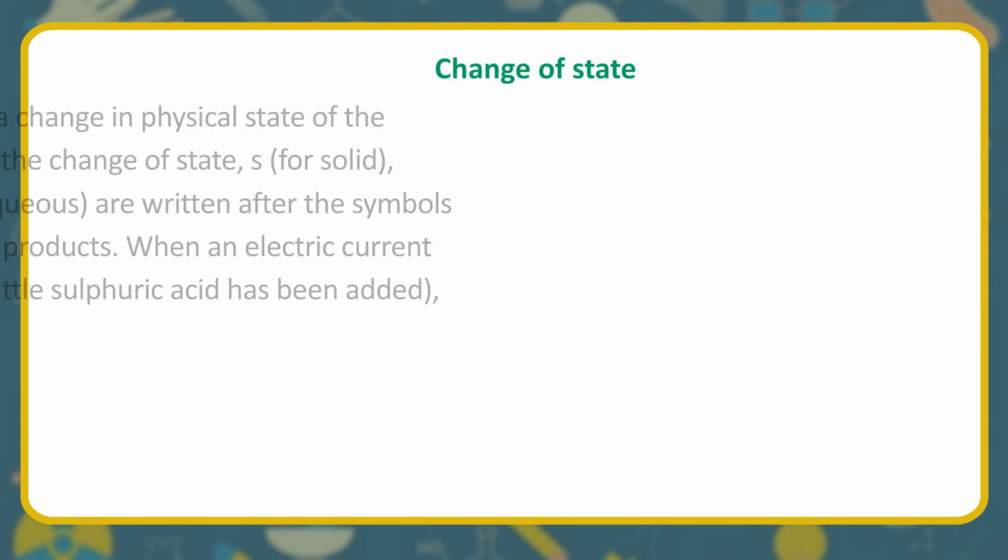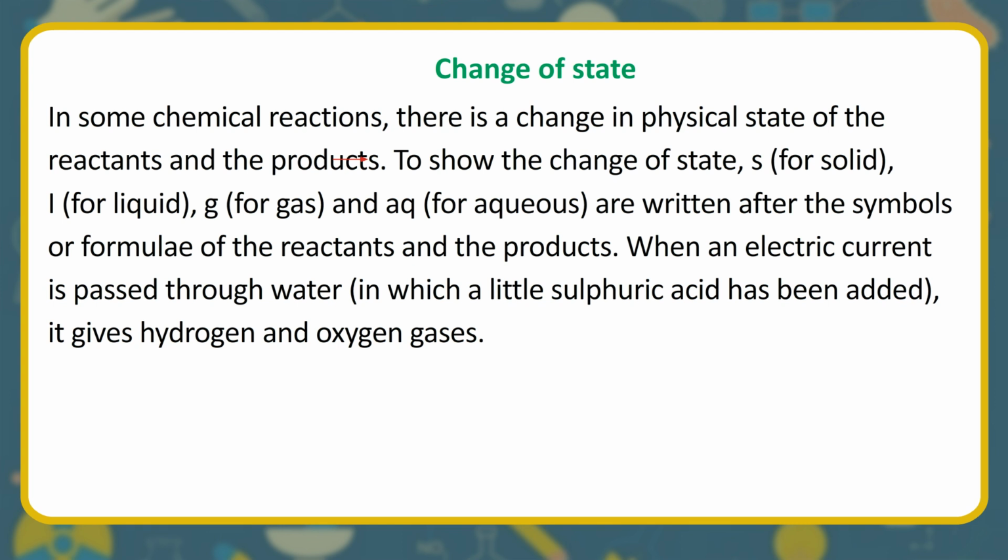Change of state. In some chemical reactions, there is a change in physical state of the reactants and the products. To show the change of state, s for solid, l for liquid, g for gas, and aq for aqueous are written after the symbols or formulae of the reactants and the products.